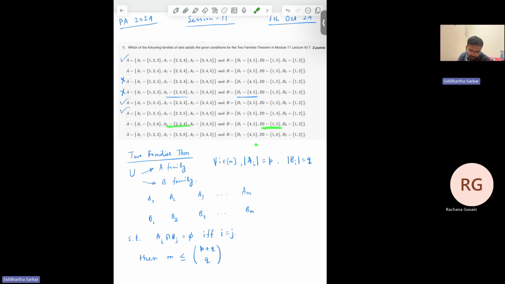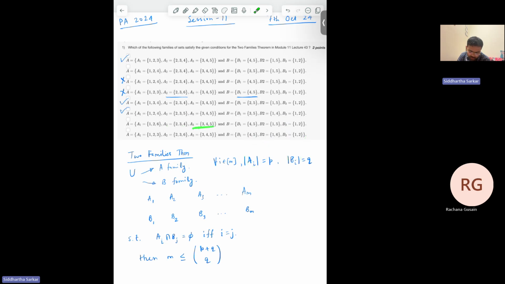Now let's look at A2 and B2. There's nothing in common. So that is empty set. That is as per the condition. Now let's look at A2 and B1, we should take first, no? So A2 and B1. So 4 is common. So non-empty set as expected. Now let's look at A2 and B3. Again, 2 is common, which is non-empty set. So it also follows the conditions of the two families theorem.